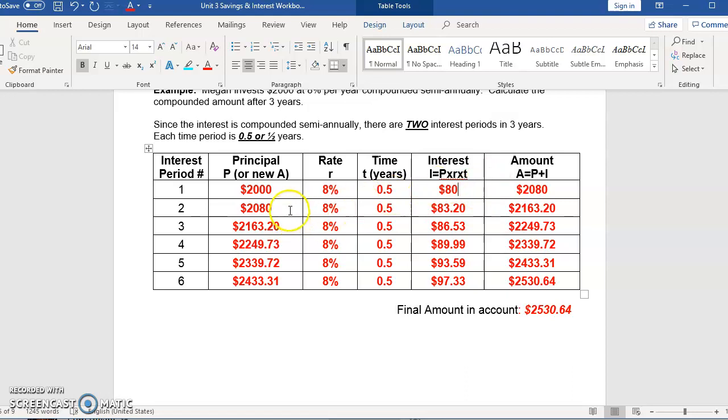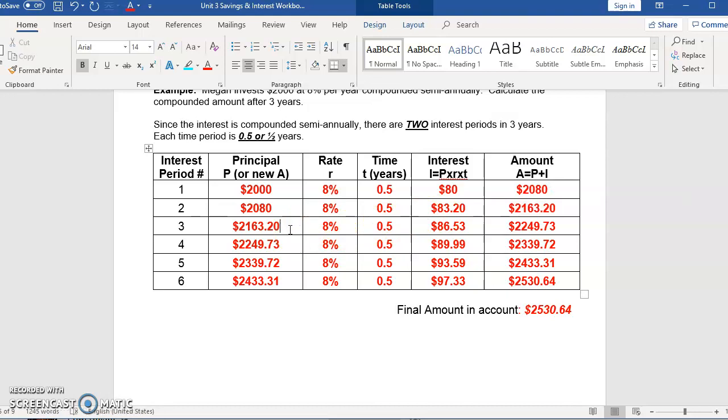Now the second time I calculate interest, I don't do it on my original investment of $2,000. I do it on my new total of $2,080 times 8% times 0.5. So in the second time I collect interest, I'm going to collect $83.20. $3.20 more than I did the first time. If I add $83.20 plus $2,080, I'm going to get $2,163.20.